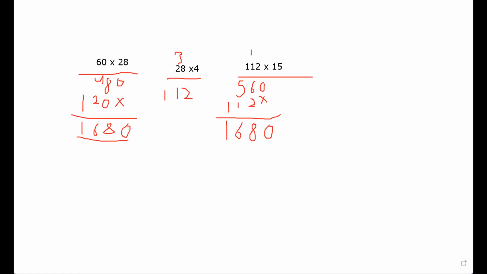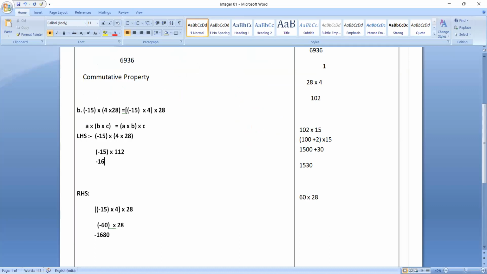You can see that minus 1680. This is how we have to solve this thing. You can see that LHS equals RHS, and which property are we using here? Associative property. Which property? Associative property. So my dear student, this is how we have to solve this equation.